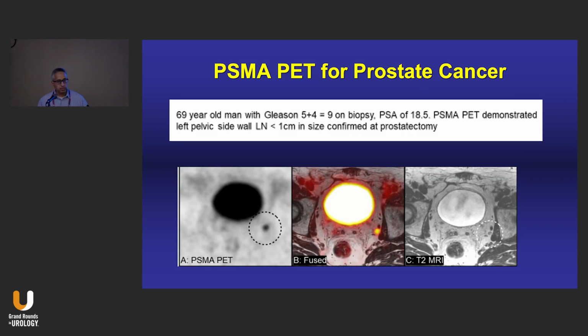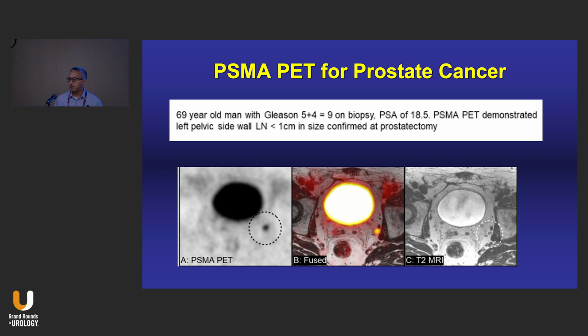So how does this work? A 69-year-old patient, very commonly what we see, 5 + 4 = 9 on biopsy, PSA of 18.5. If you look on the right-hand side, that's the T2-weighted MRI, and you can see fairly innocuous appearing lymph nodes in the left hemipelvis, but indeed when you get your PSMA PET scan, you can see you have a PET-avid lesion, and obviously when you fuse the images, it becomes more clear.